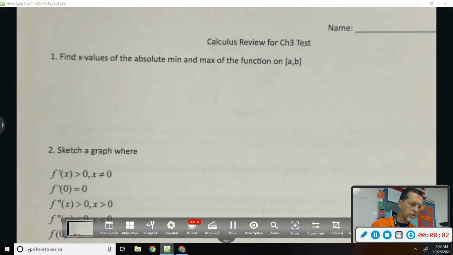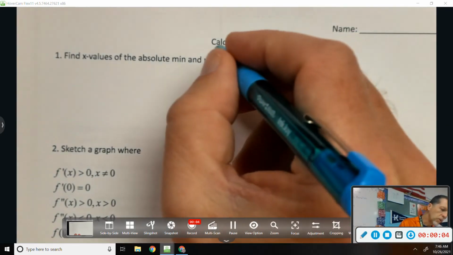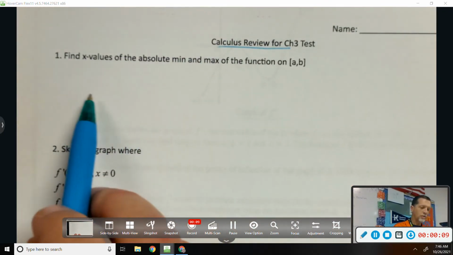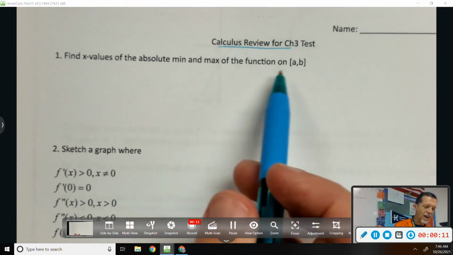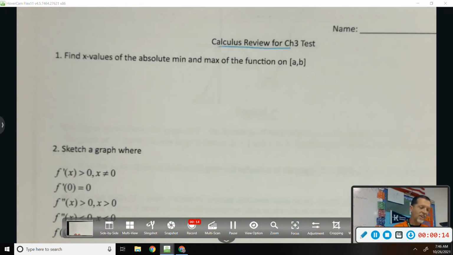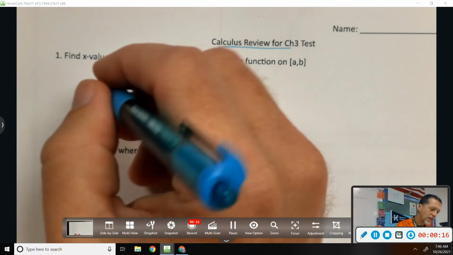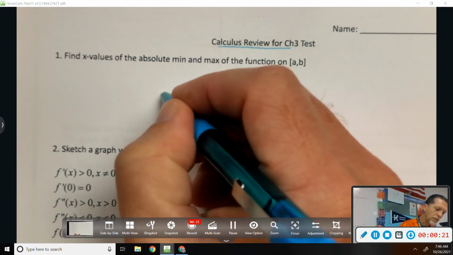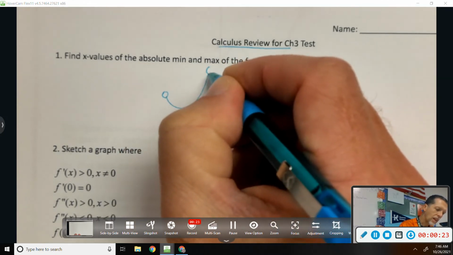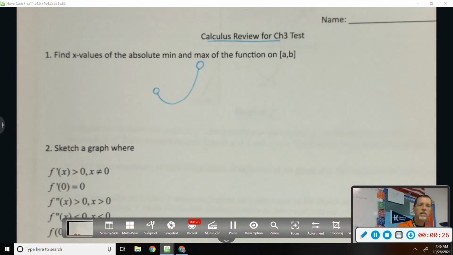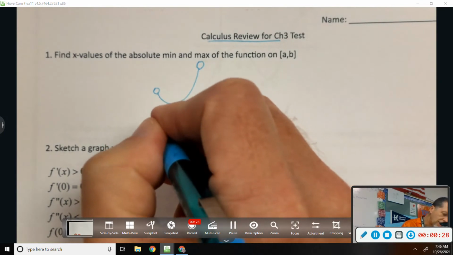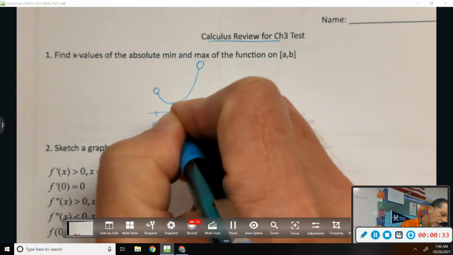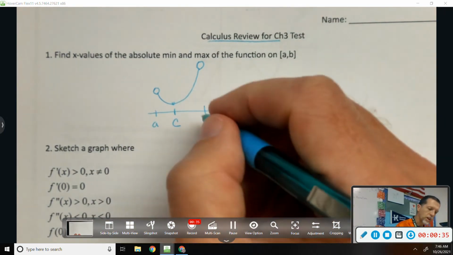So we'll start out with the mistake I made. On the review, there was supposed to be a picture with number 1. At least one of you was like, wait a minute, how am I supposed to find the min and the max when there's nothing there? Yeah, that's a mistake on my part. The picture was supposed to look something like that. So let's say that's A, that's B, and that's C. Let's just do this one together real quick.